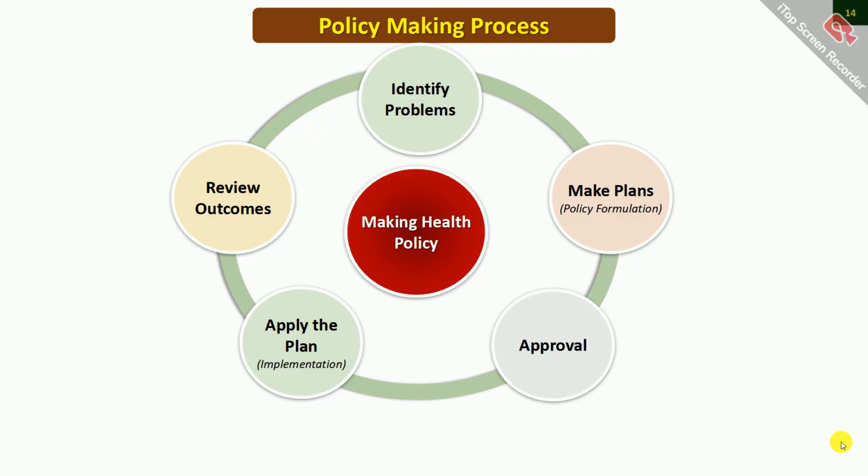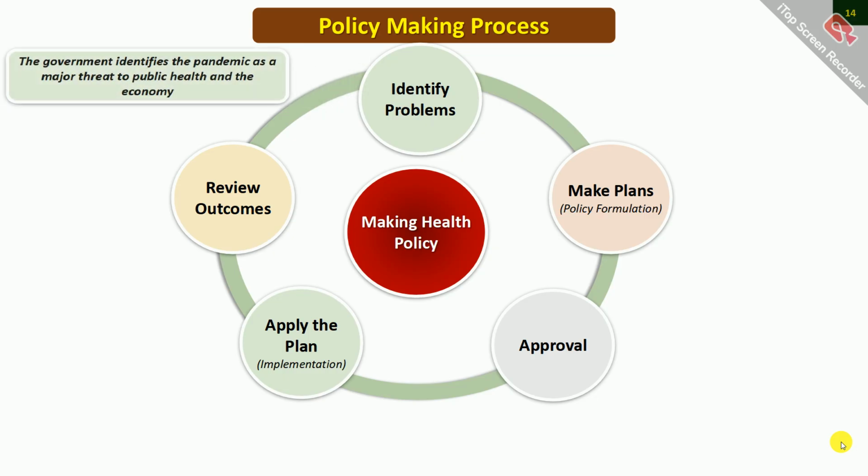Policy making process. As far as policy making is concerned, there are a number of steps involved, and the first stage in the policy making cycle is identification of the problem, then policy formulation, approval, application or implementation, and evaluation or review of outcomes.